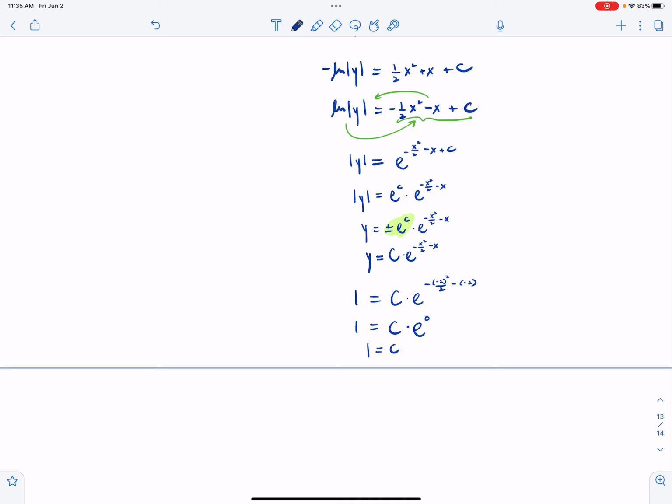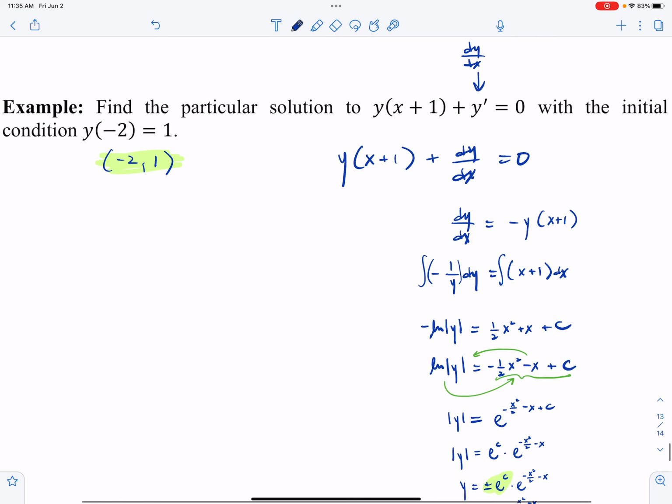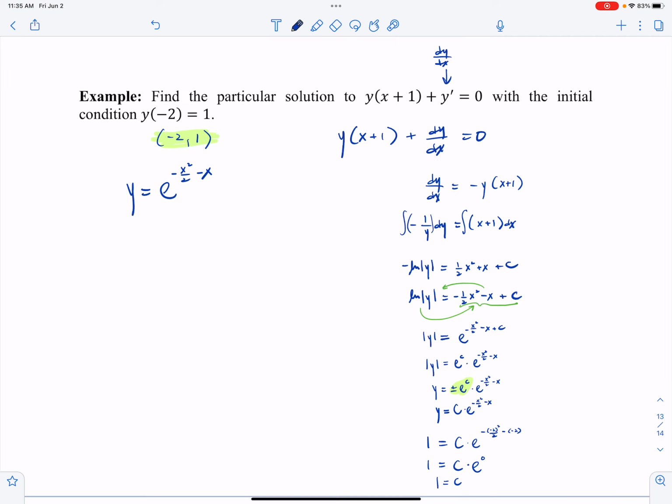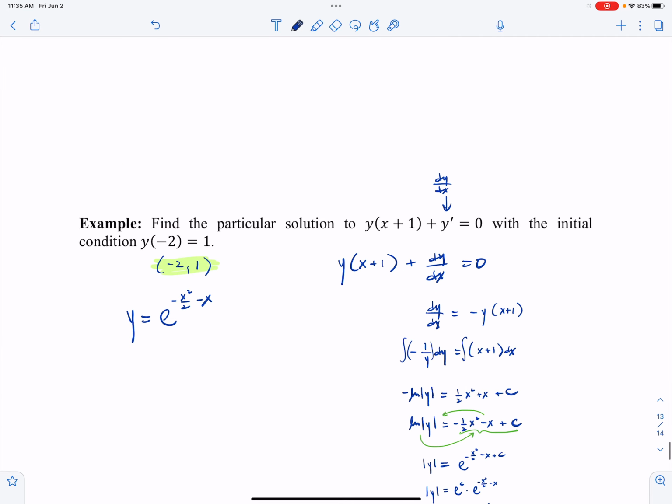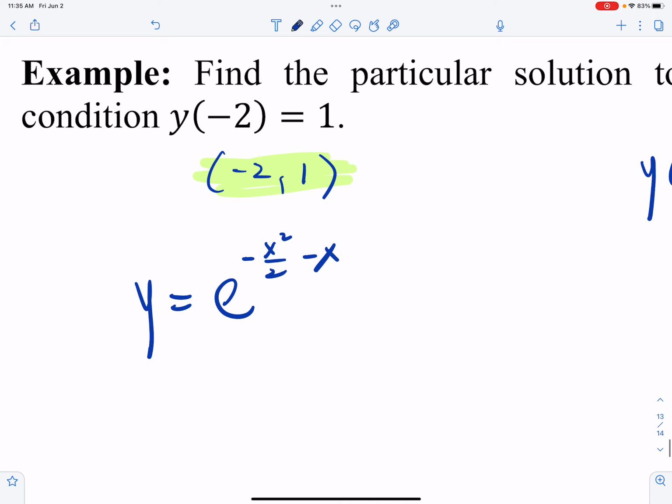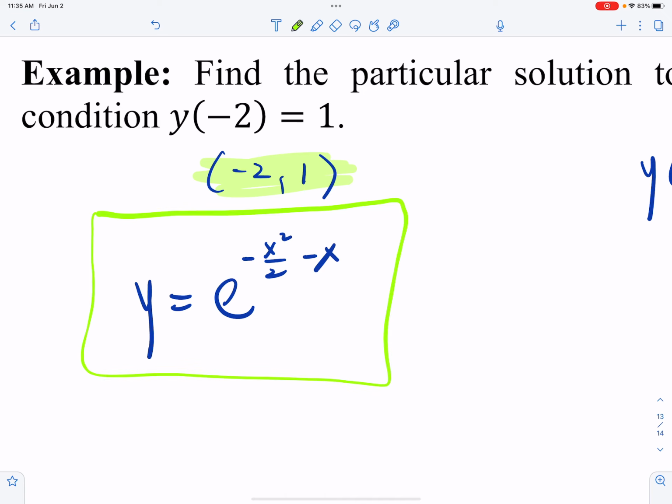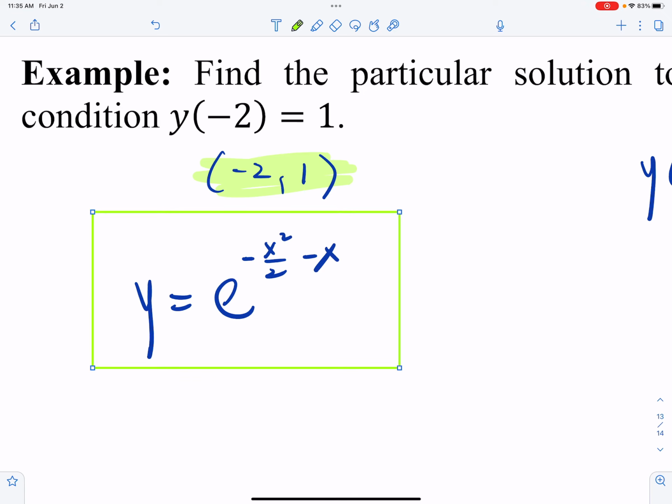So we're not done. The particular solution would be y equals, c is 1, so it would just be e to the negative x squared over 2 minus x. That would be the particular solution. Oh, didn't mean to erase that. That would be the particular solution to this differential equation.